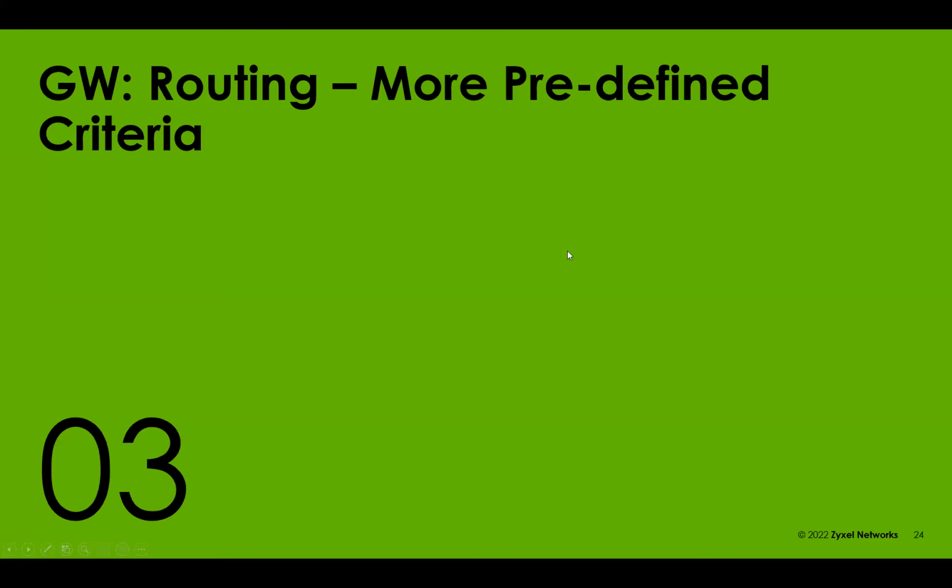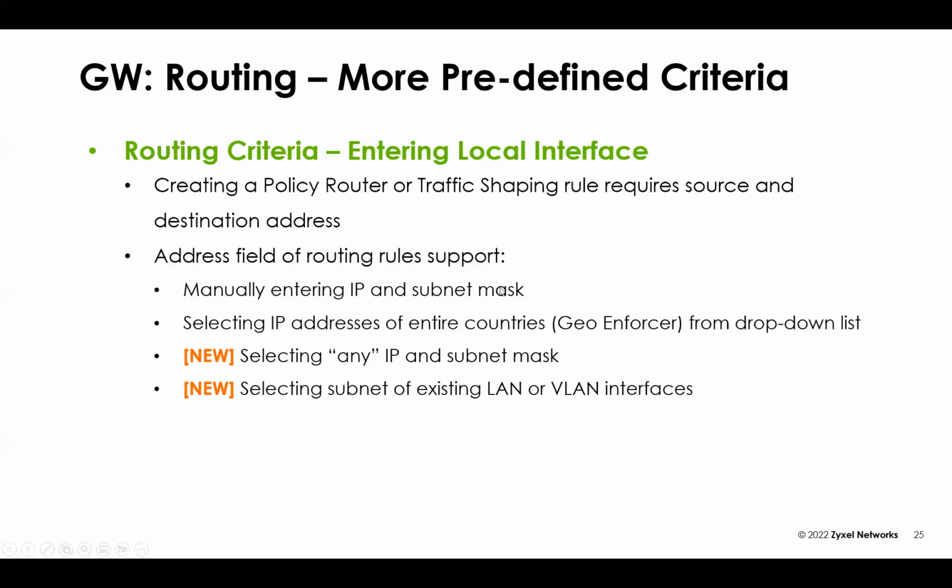So let's talk about the gateway routing and some features that we've added into Nebula. We have an option to do more predefined routing criteria. What we mean by this is when you create a policy route or you do traffic shaping, there's an address field for entering your IP address and subnet mask. Now for our routing, we can choose an IP address of Geo IP or Geo Enforcer in the drop-down list to choose a specific entry for the specific country. We also have an option for selecting any and the IP mask.